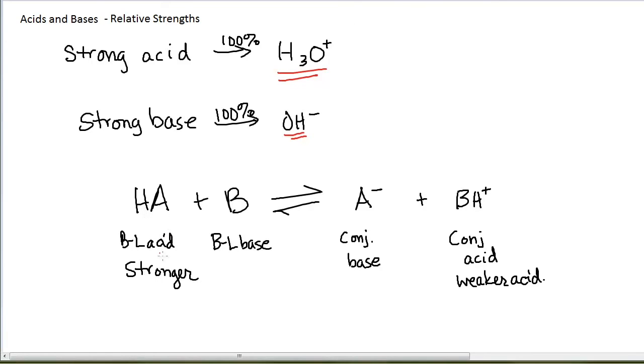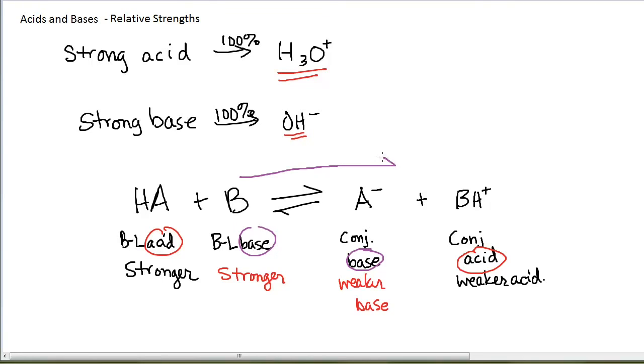If HA is my stronger acid in this example, what I will find is that B will be a stronger base than the A minus. So B will be stronger than the conjugate base on the other side. This will be the weaker base. I will always notice this sort of pattern if I start comparing strengths of the acids on either side and the bases on either side. In that case, what I find is that the reaction favors the weaker side, which means the reaction goes further toward the side where there is the weaker pair.